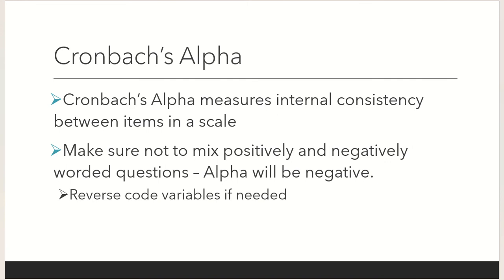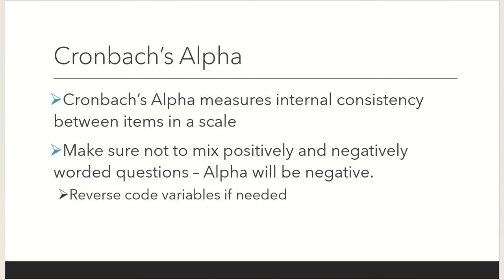So we're looking to make sure that all of the questions we're asking are similar and related to each other. So if I'm asking questions about happiness, I want them all to be related. Also, you need to make sure that when you're measuring your questions and comparing them to one another, you're not mixing up the positively and negatively worded questions. If you happen to do that, you will end up with an alpha that is negative.